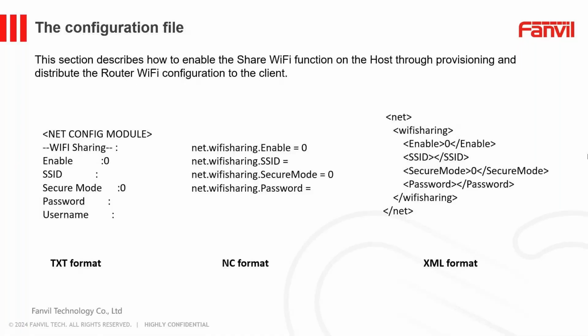Here in this section, this describes the different configuration file formats. We have the TXT format, we have the NC format, and we have the XML format. All of these formats can be used to provision your Wi-Fi settings.